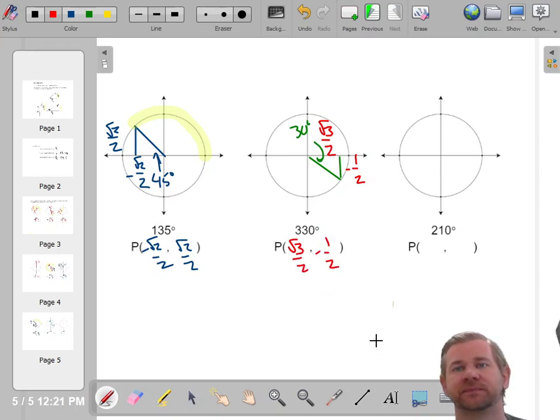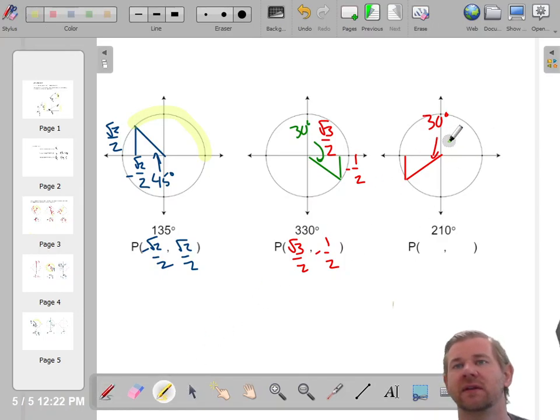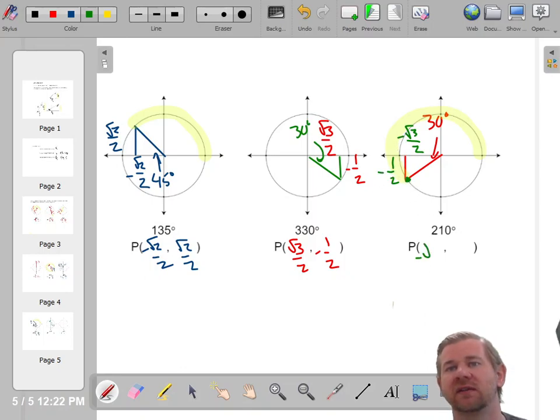One more, 210. 0, 90, 180, 210's right there. So that means it's a 30 degree reference angle. We went 30 degrees more than 180. Okay, that's 180, 30 more is 210. So across from 30 is 1/2. That means the long leg is radical 3 over 2, and in the third quadrant, they're both negative.